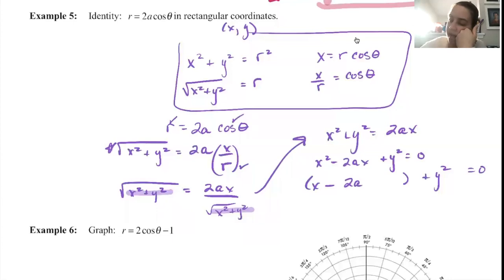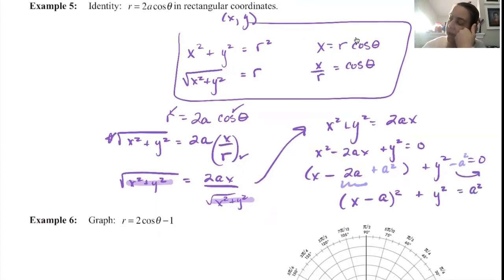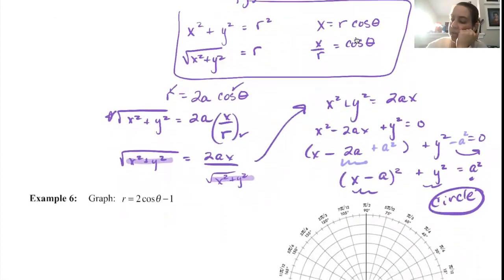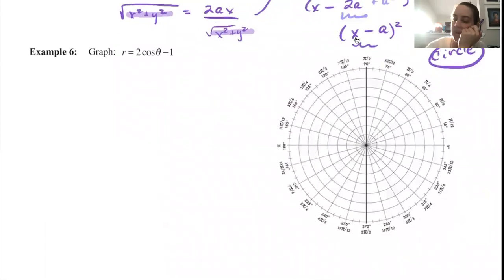So I want half of the middle term, which would be a negative 1a, and square that. So that's plus a squared. So if I add a squared, I also have to subtract a squared. And when I'm all done, I have x minus a quantity squared plus y squared equals a squared. I move this a squared over to the right. So believe it or not, I have an x squared plus a y squared. This is a circle. In rectangular coordinates, that a squared is the radius squared, but that a is also the shift, how far it shifted on the x-axis. So we have a circle. Good job. Now we are going to graph this.